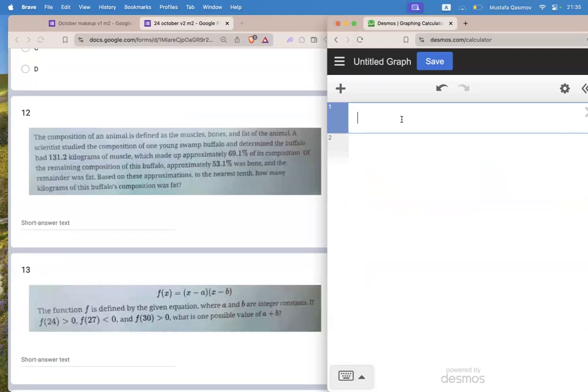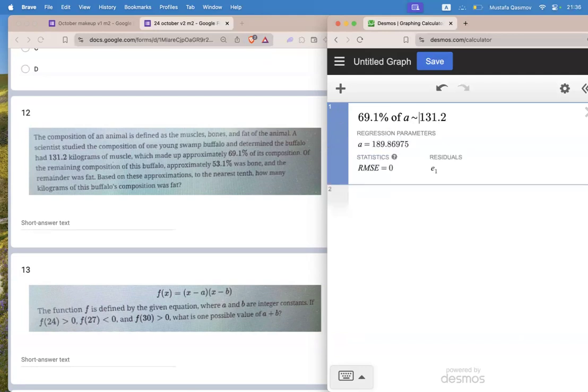This question says that the composition of an animal is defined as muscle, bones, and fat. Scientists studied the composition of one buffalo. It says that there is 131.2 kilograms of muscle. Let's say that the total weight of the buffalo is A. So it means 69.1% of A is equal to 131.2. Then the total weight is equal to 189.86. Then it says remaining composition.